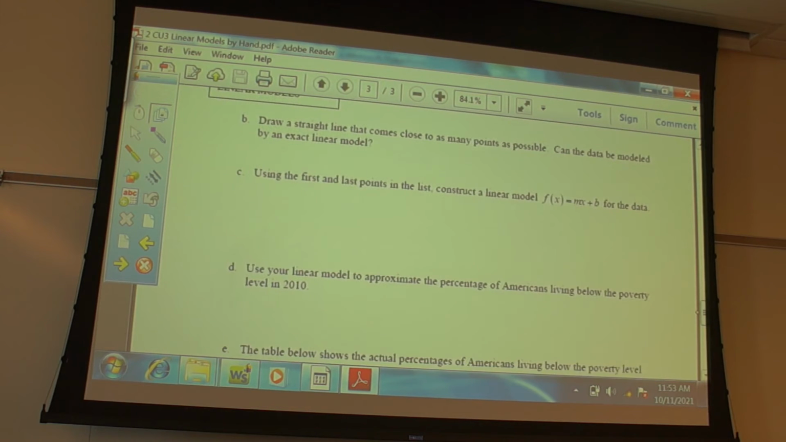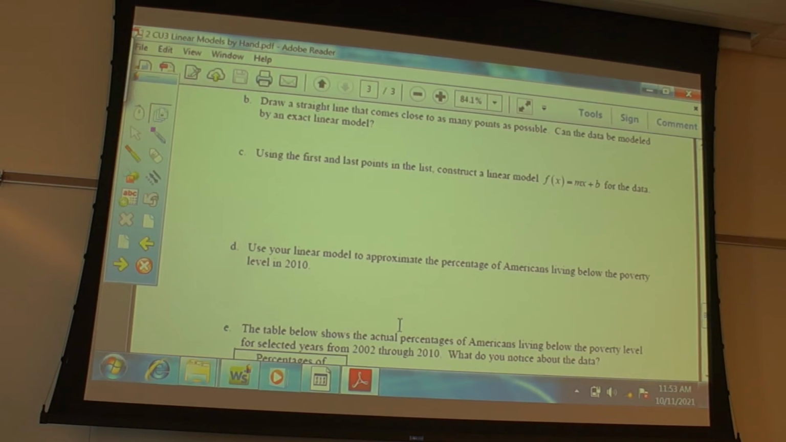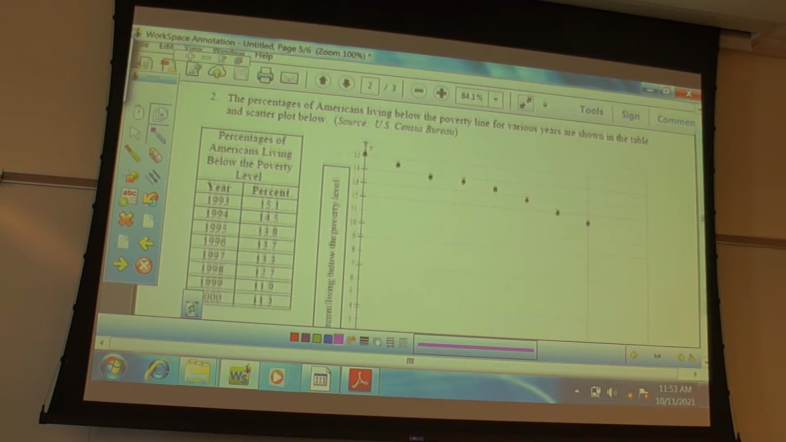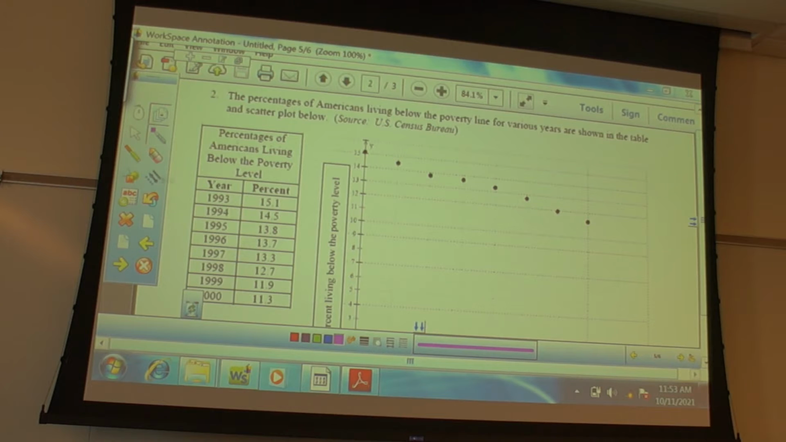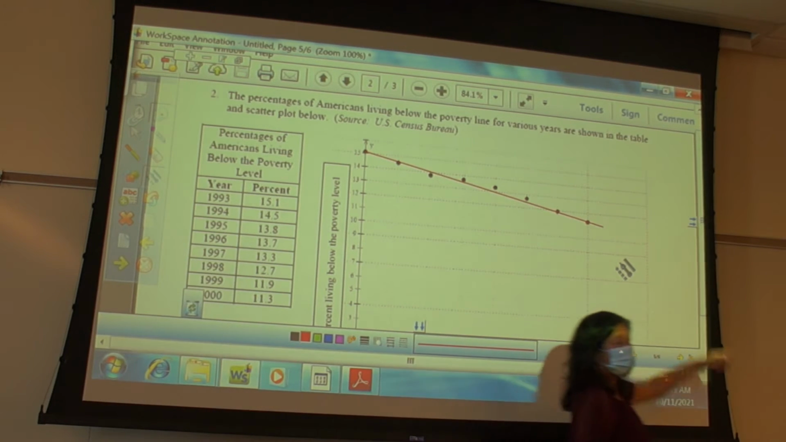Draw a straight line that comes close to as many points as possible. Can they be modeled by an exact linear model? Okay, so here, the first thing you want to try, is the hint, try taking it from the first point through the last point and see if that works out pretty well. That works out pretty good, right? So that's our first choice, to take the first point and the last point.